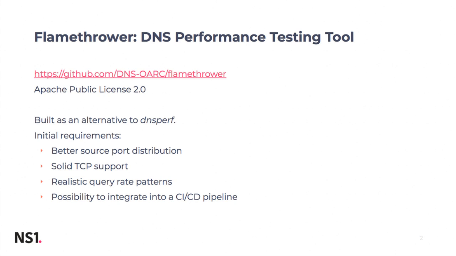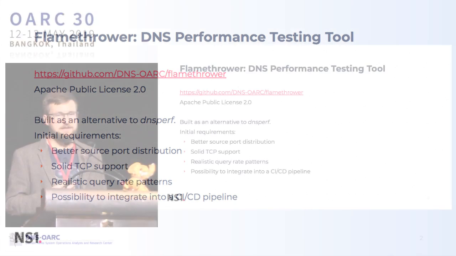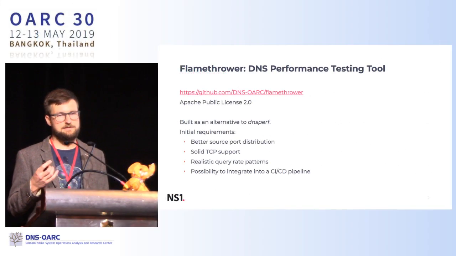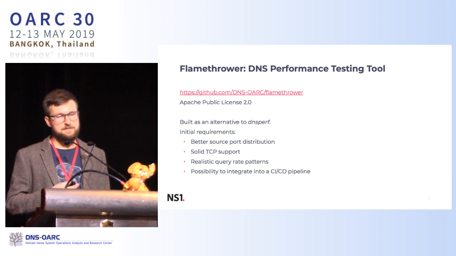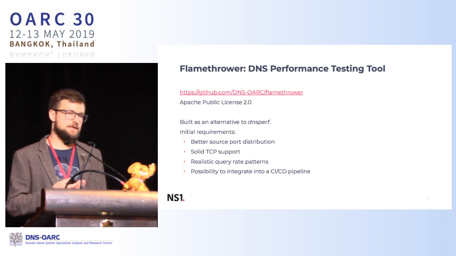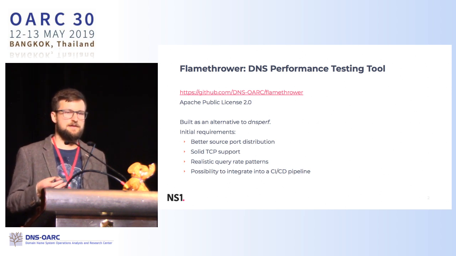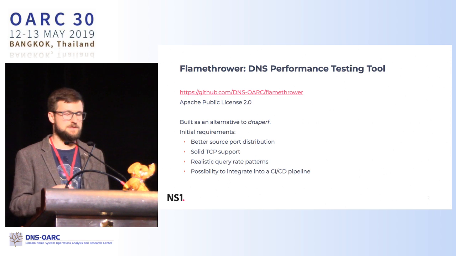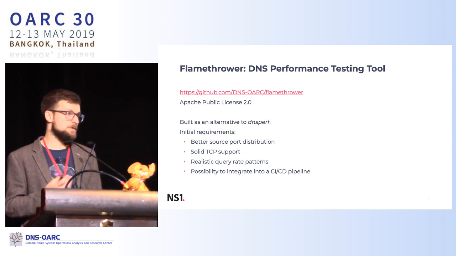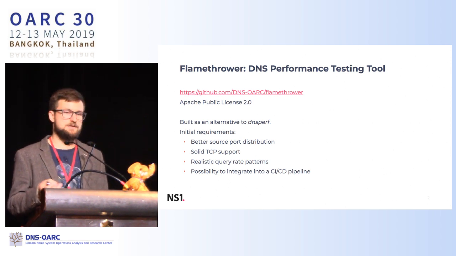So the existing tools didn't work for us very well. We needed good source port distribution, for instance, because of the way we run our software. It was 2 years ago, and we were already thinking about DNS over TLS, which might eventually happen even between resolvers and authoritative servers. So as a prerequisite, we needed good support for TCP. That was one of the design goals. We needed a tool which would allow us to test DNS over TCP.